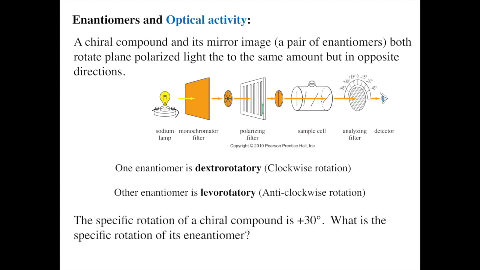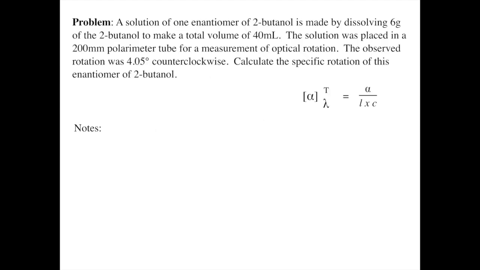So if you know, for instance, that the specific rotation of a chiral compound is plus 30 degrees, what is the specific rotation of its enantiomer? It would be minus 30 degrees. Equal but opposite. So here's an example.